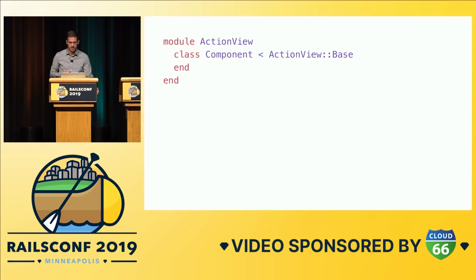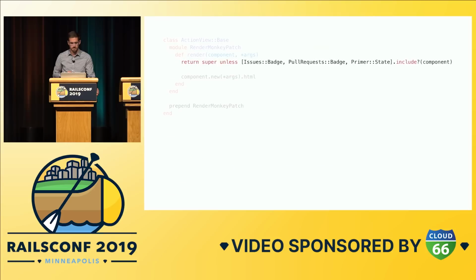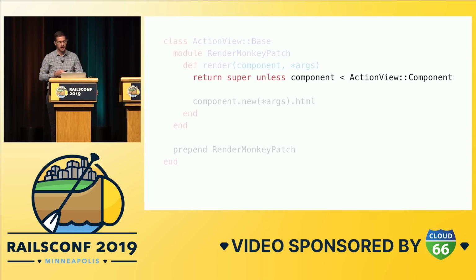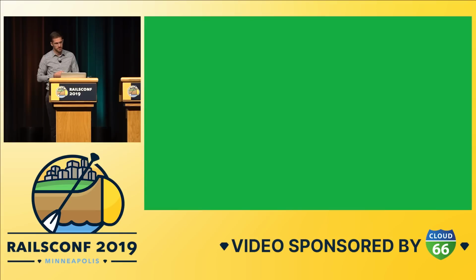So let's take our new parent class and update our existing components to inherit from it. Then we can simplify the conditional in our monkey patch to instead just check if the argument is a subclass of ActionViewComponent. So now that we have a parent class for our components, we can also reduce some duplication. An easy candidate is our HTML method, which doesn't have any component-specific logic. So let's move that to ActionViewComponent. And let's check in on our tests. We're still green.